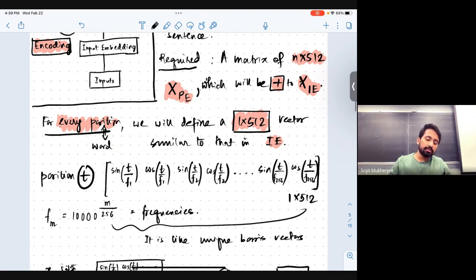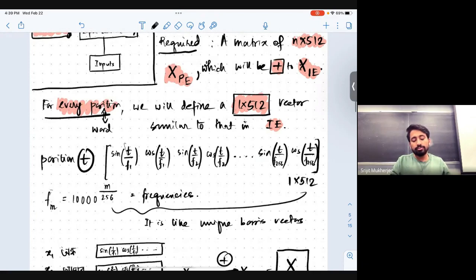And this is related to the frequencies, which are defined as 10,000 to the power m by 256, right? And m is nothing but this suffix out there. And this is assumed as frequencies, and I can give an intuition. One thing is written in the paper, I will tell you that, but my guess is that it's similar to creating a basis vector, different kinds of basis vectors which are independent of each other, and it gives a unique basis vector.